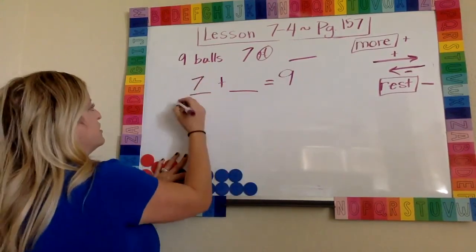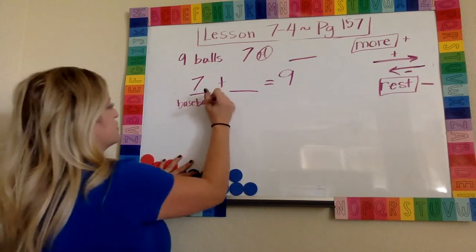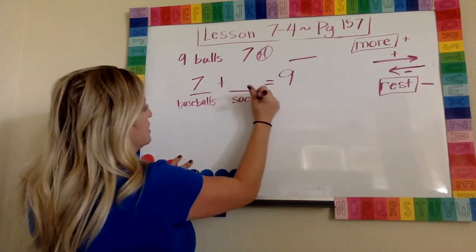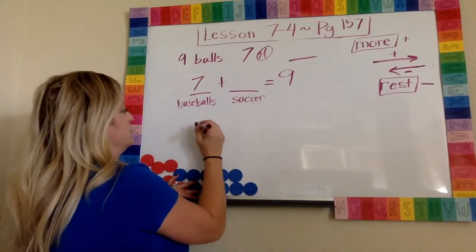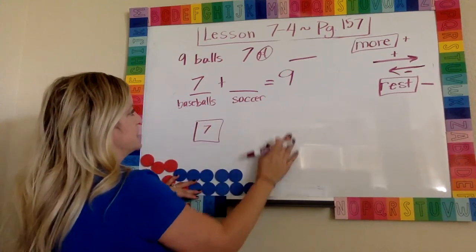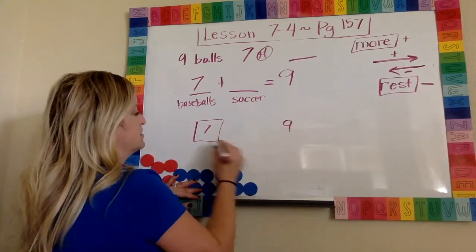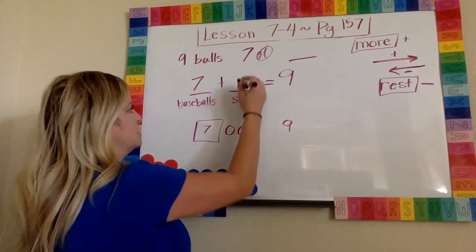You have 7 baseballs. So the rest are soccer balls. So we need to figure out how many are soccer balls. I can do a tub and say, okay, my 7 baseballs are in this tub. I'm going to count on until I get to 9. 7, 8, 9. 1, 2.